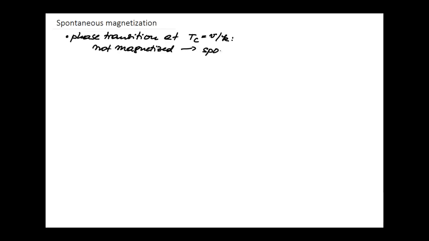Let's have a closer look at the behavior of this spontaneous magnetization, in particular near the transition temperature, near the critical temperature. And what we still have to determine is the order of this phase transition. So the only result that we have found so far is that we have some phase transition at this critical temperature Tc, which is V over K, and it's a transition from a phase which is not magnetized to a phase where we have spontaneous magnetization.